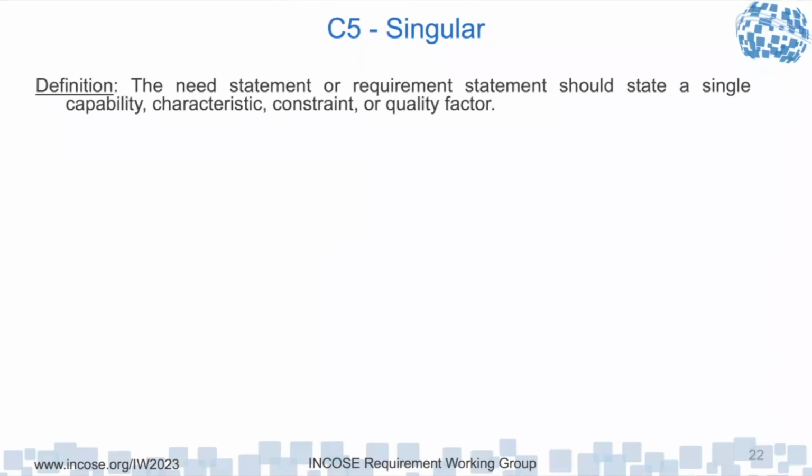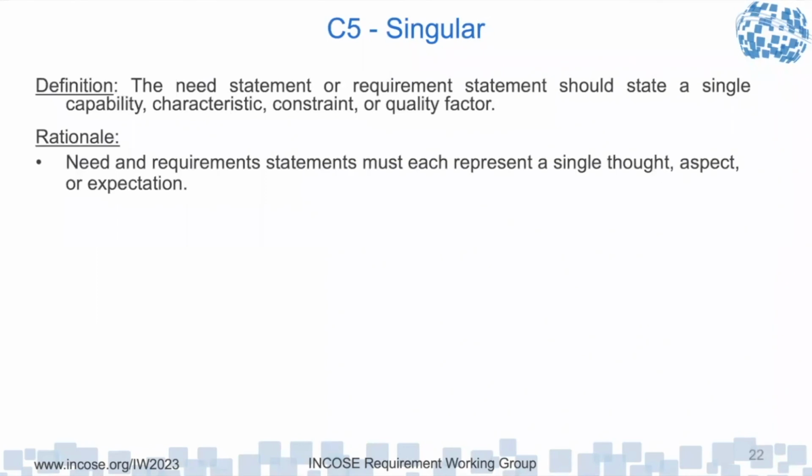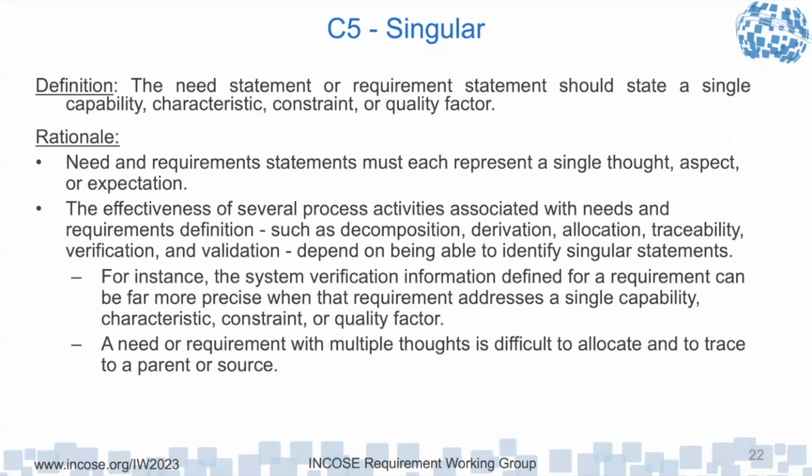And then we have singular. The needs statement or requirement statement should state a single capability, characteristic, constraint, or quality factor, representing a single thought, aspect, or expectation. The effectiveness of several processes that we talk about, such as decomposition, derivation, allocation, traceability, verification, and validation, really depends upon having a singular statement. If you have multiple thoughts in one statement, they may be allocated differently, and the verification may be different for those parts. So it's really good to have them all separate.